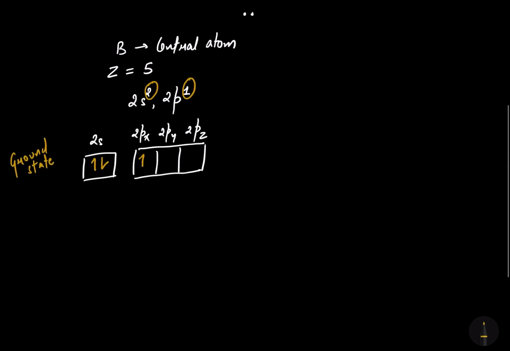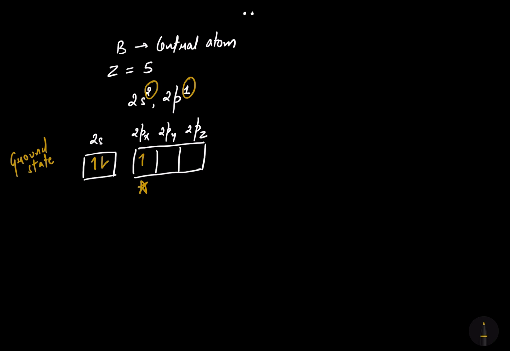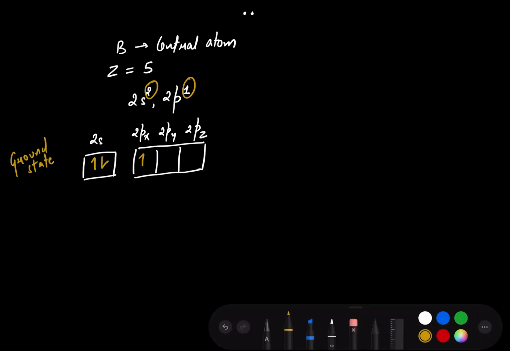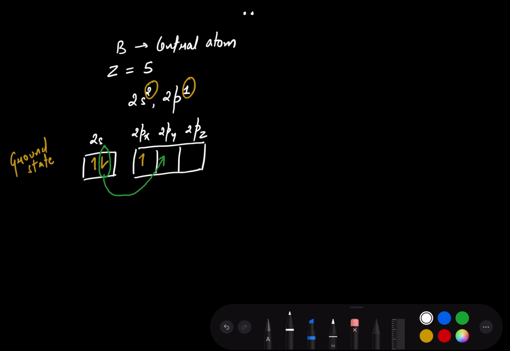Now let's see the box orbital diagram of boron. Here the 2px has only 1 electron in one atomic orbital, which will overlap with the atomic orbital of chlorine to form 1 sigma bond. But we have to form 3 sigma bonds according to the Lewis structure. That means in boron, there must be 3 electrons in 3 different atomic orbitals to form the 3 sigma bonds. For that, what's going to happen? 1 electron from 2s will be excited to the 2py orbital. So that will be the excited state of boron.